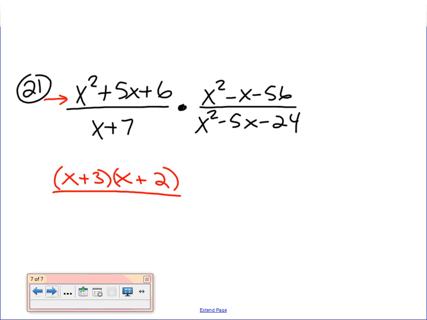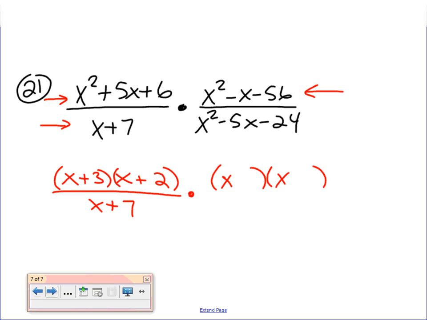Now I'm looking right here. X plus 7, that cannot be factored, so I'm just going to leave it as x plus 7. There's nothing I can do with it. Times. Now I'm looking right here. X squared minus x minus 56. I'm looking for the factors. Let's see here. X times x is going to give me an x squared. What I need are two numbers I can multiply together to get a negative 56, but they also need to add up to a negative 1.